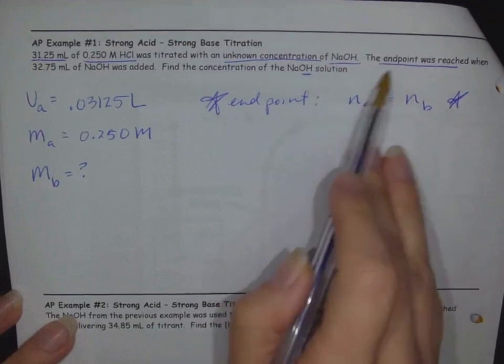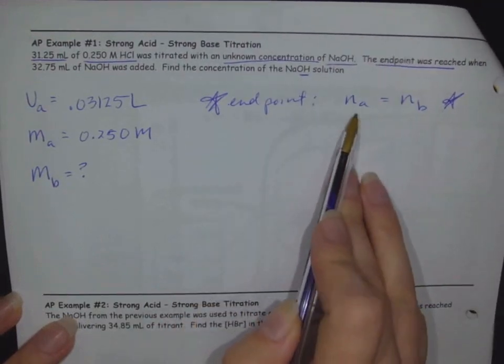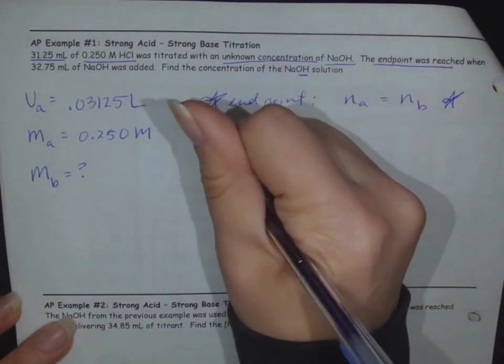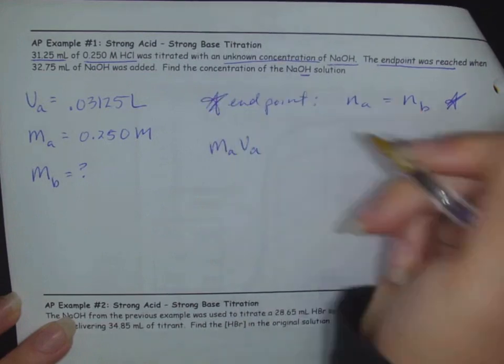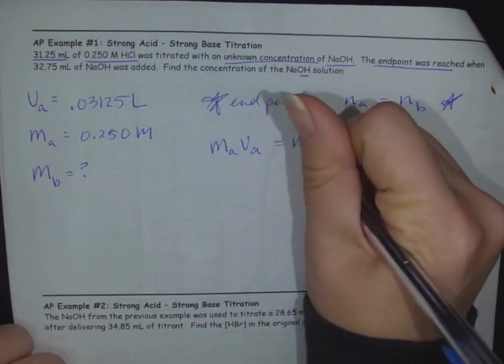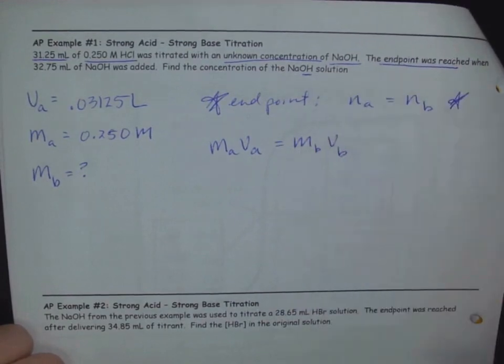You need to say, hey, we're at the end point, and this is when the moles of the acid equals the moles of the base. So that's why I can say molarity of the acid times volume of the acid, because that equals moles of acid, equals molarity of the base times volume of the base.